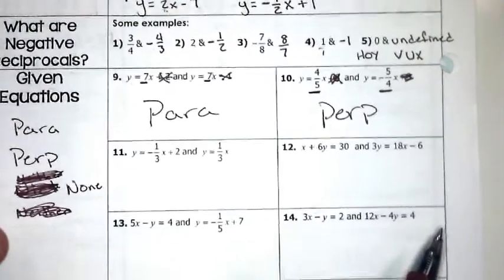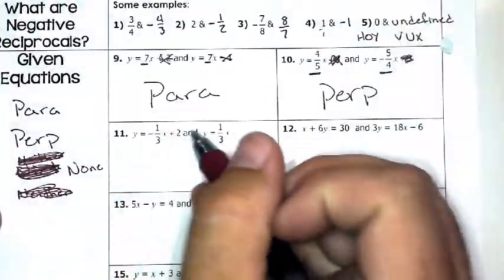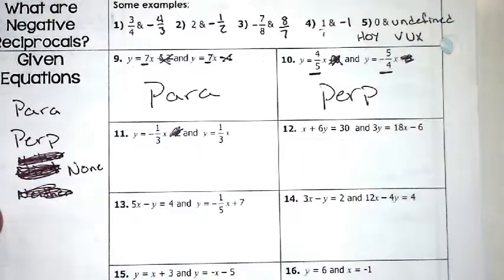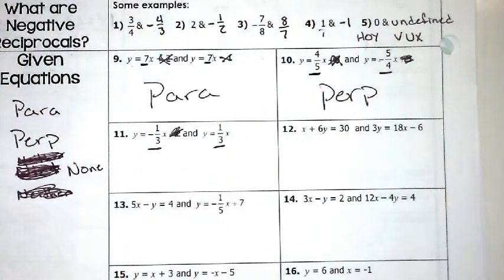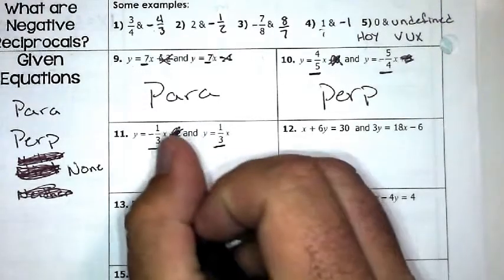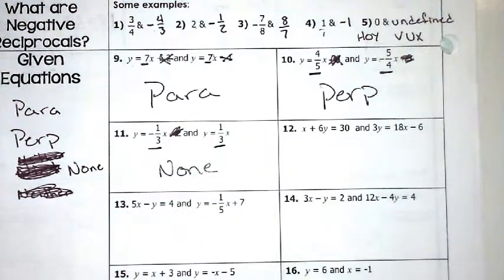11. Again, I don't care about y-intercepts. All I care about is the slope. Question number 1. Are they the exact same? No. Is one positive and one negative? Yes. Is the second slope a reciprocal of the first one? No. So I did not fit the perpendicular criteria, so this is neither.